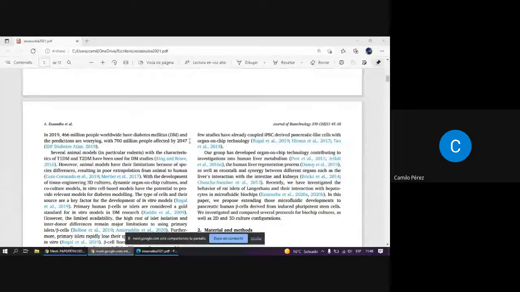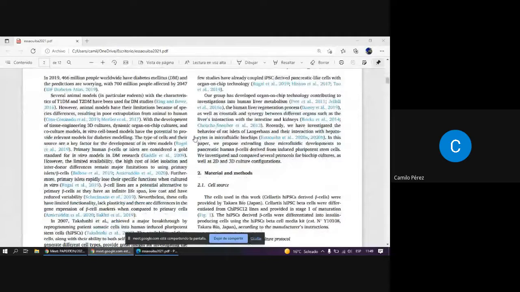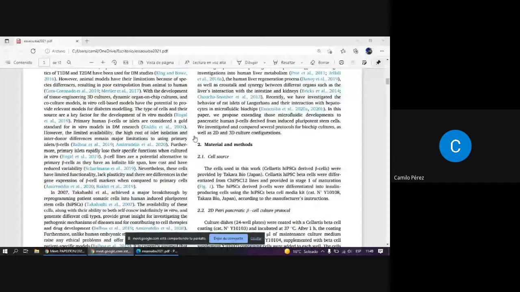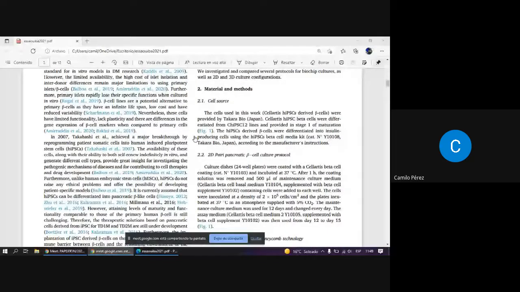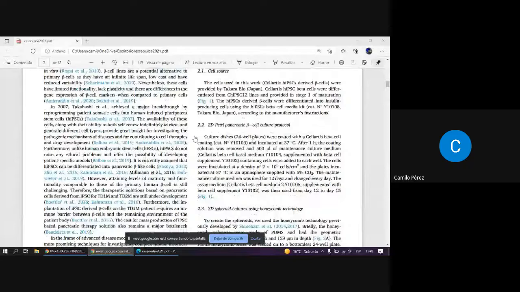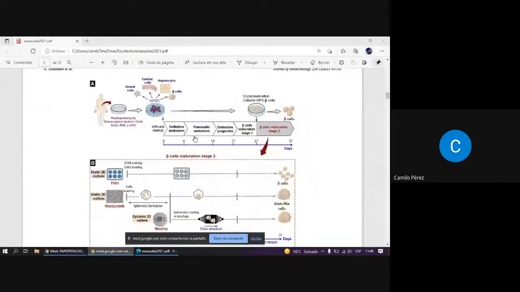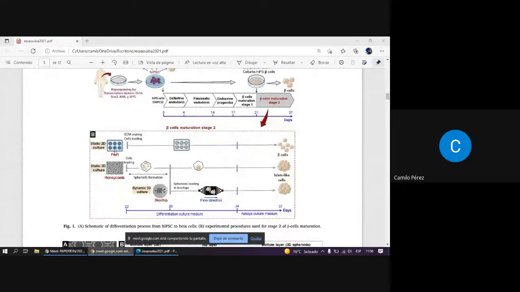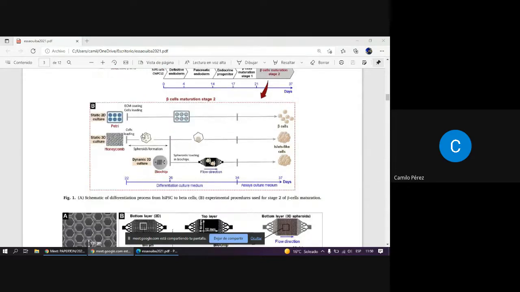diabetes pathology, and are currently used to better understand the reaction to testing drugs and for precision medicine, with different strategies to understand the pathology. In this case, they compare the classic cell culture method and use two microdevices: the first to fabricate organoids, and after that, to grow the organoids in the other microdevice.